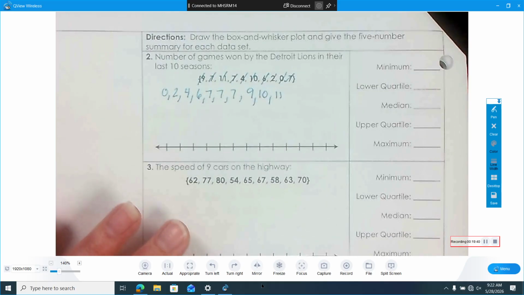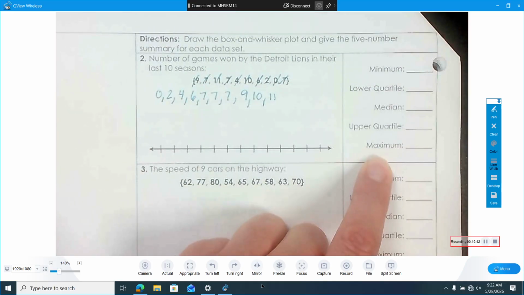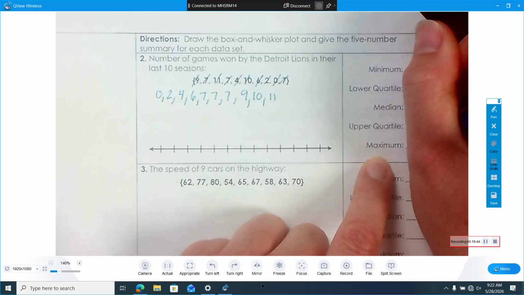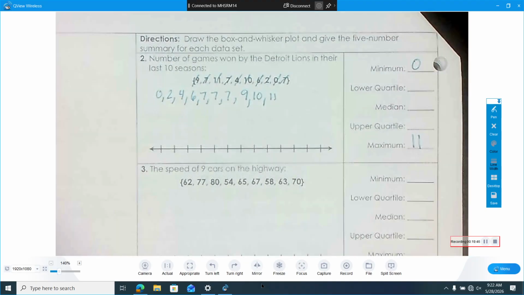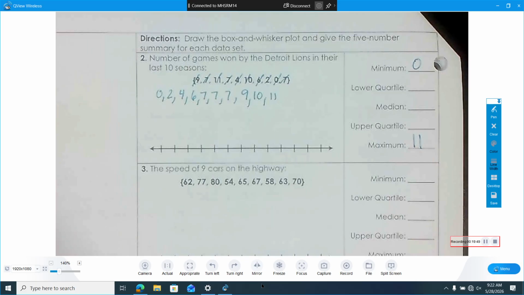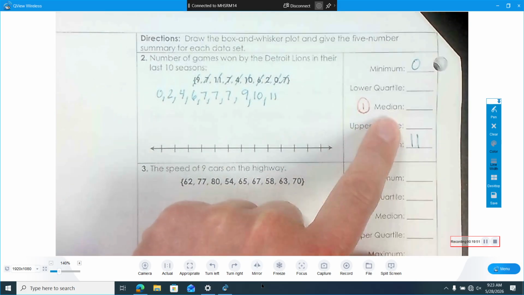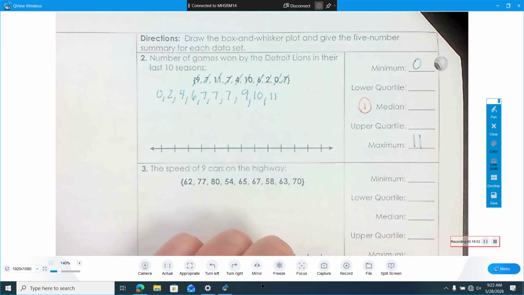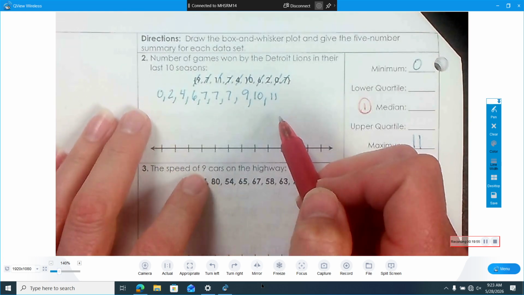All right. So, first of all, what is the maximum and minimum? 0 and 11 for the minimum and maximum. Very, very good. Now, the first thing I want to do is find the median, the very middle of the data. Where is the very middle of the data? Between what and what?